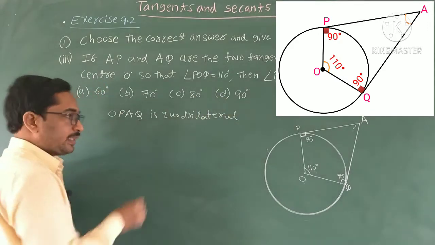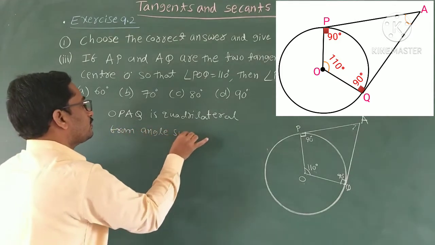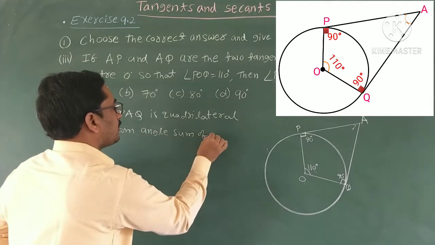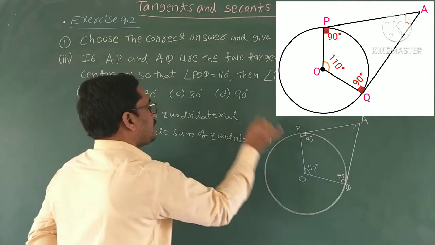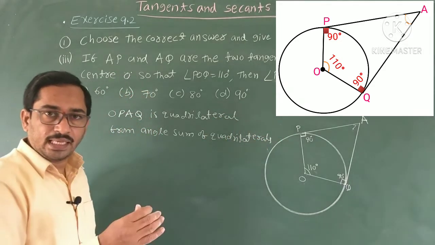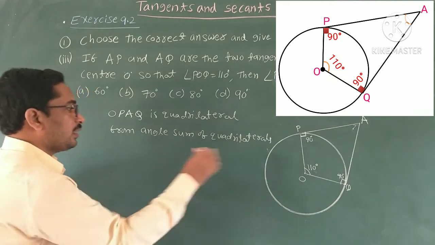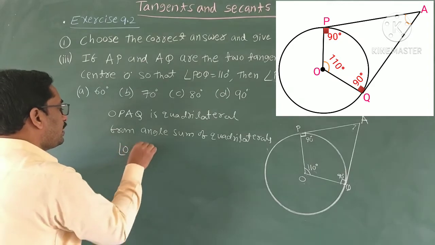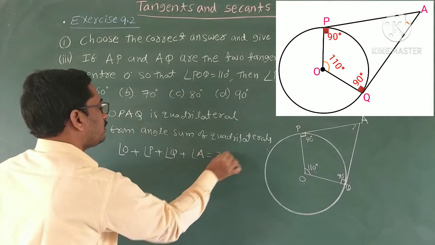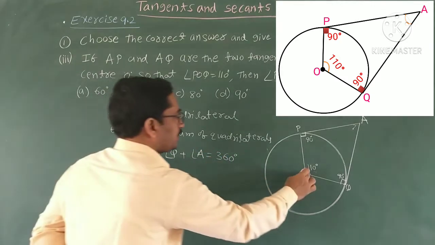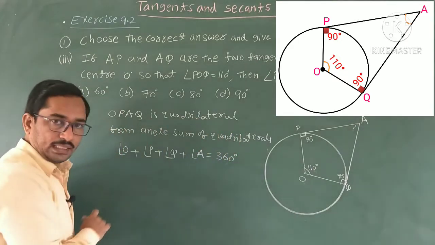So, from the angle sum property of quadrilaterals, the sum of the four angles of any quadrilateral is equal to 360 degrees. So add the angles: angle O plus angle P plus angle Q plus angle A equals 360 degrees. That is the angle sum property of a quadrilateral.